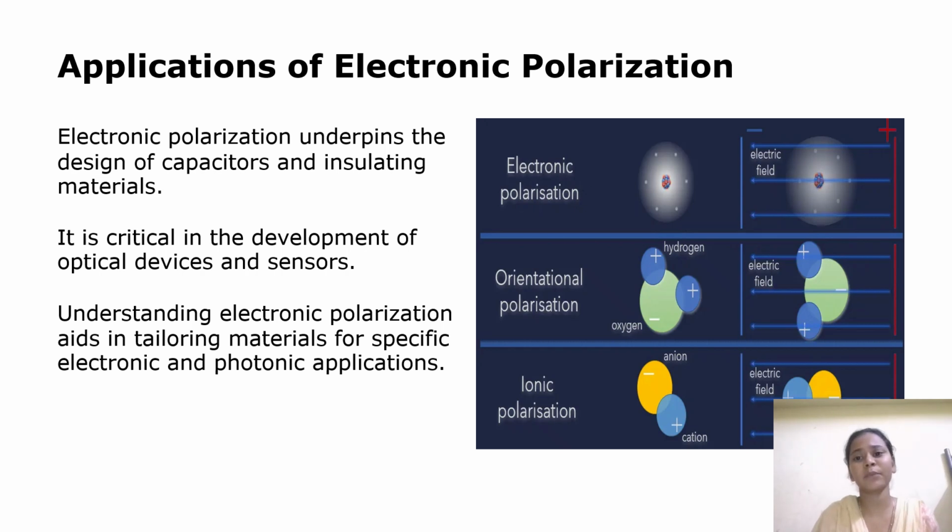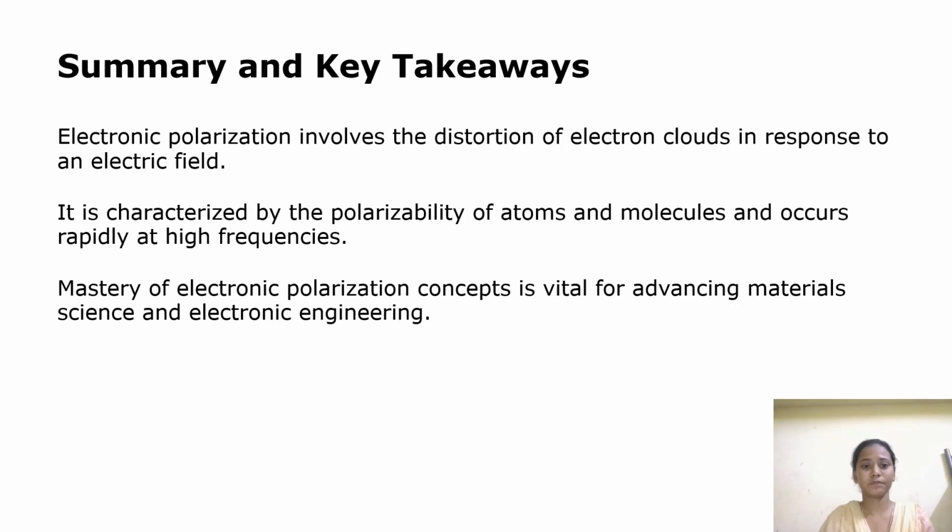Applications of electronic polarization. Electronic polarization underpins the design of capacitors and insulating materials. It is crucial in the development of optical devices and sensors. Understanding electronic polarization aids in tailoring materials for specific electronic and photonic applications.